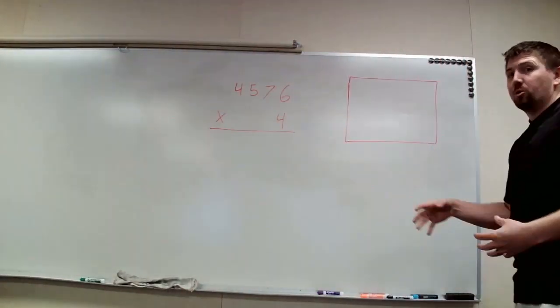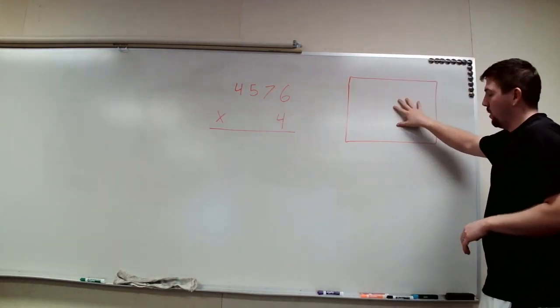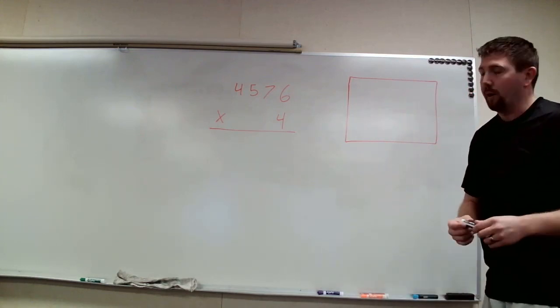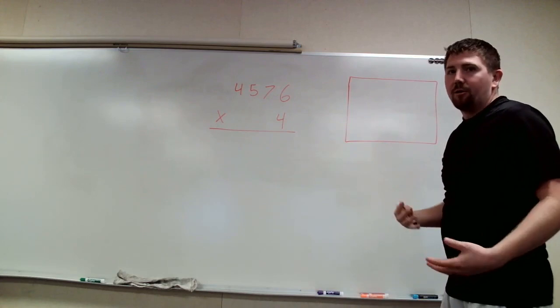Okay, this problem's a little bit bigger. Again, it's the actual standard for fourth grade. We got the 4-digit by the 1-digit. I left the square blank so you can watch me put them in there. Where do these numbers go and how do I do it? The 4 is easy. I always like putting it on the side. I don't know. That's just my preference.